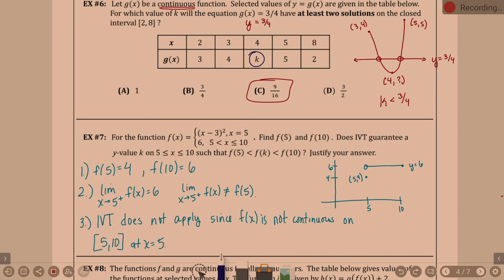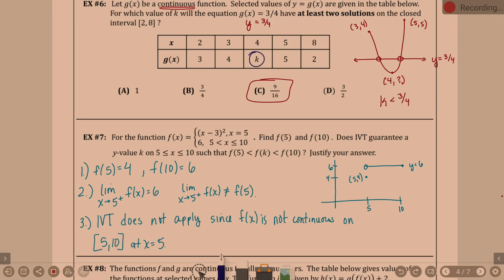What's that going to mean has to happen at 4k? That's going to have to go somewhere below 3/4. Does that logic make sense there? That if we need it to cross 3/4 twice, it's going to have to go below 3/4 so it can go down there and come back up, right?